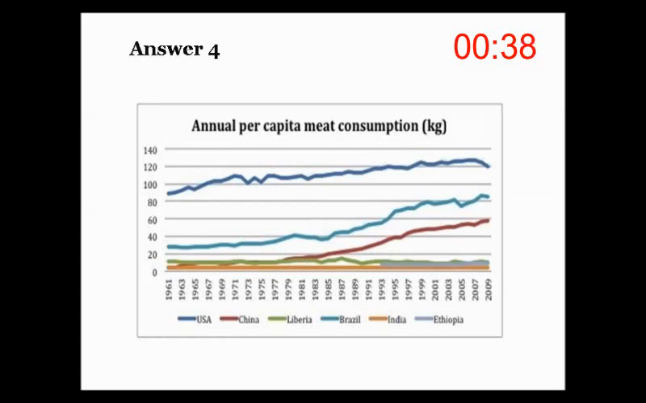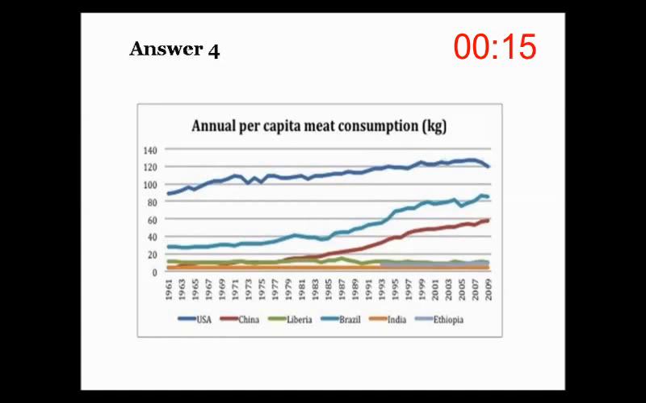A line chart gives information about the annual per capita meat consumption in kilograms. To begin with, we can see that there are several sections in this picture, that is USA, China, Liberia, Brazil, India, and Ethiopia. According to the graph, in terms of USA, the largest number can be found in 2009, which is about 120 kilograms, while the smallest number can be found in 1961, which is about 90 kilograms.